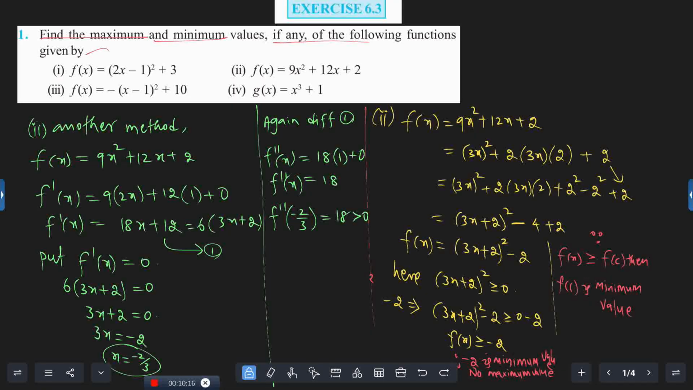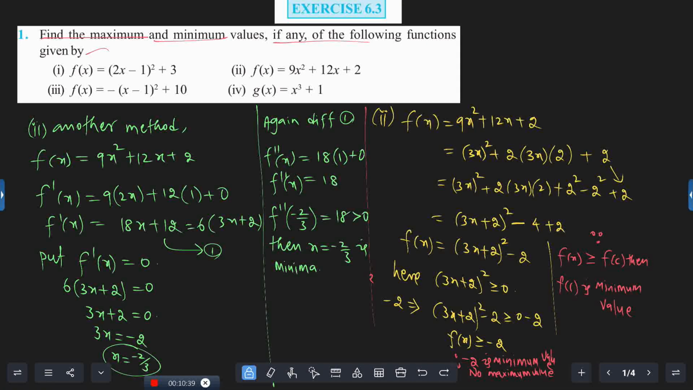Now what is the meaning? Double derivative greater than 0. Then minus 2 by 3 is called a minima. So x is equal to minus 2 by 3 is minima. Then what is the minimum value now?